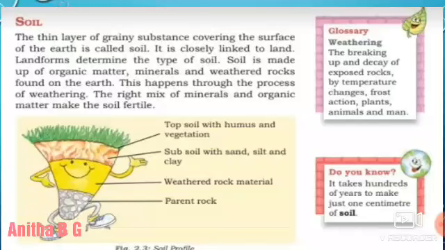So we can see various types of soil all over the earth. Soil is made up of organic matter, minerals, and weathered rocks found on the earth. The soil formation happens through the process of weathering. The right mix of minerals and organic matter makes the soil fertile. What makes the soil fertile? The right mix of minerals and organic matter.